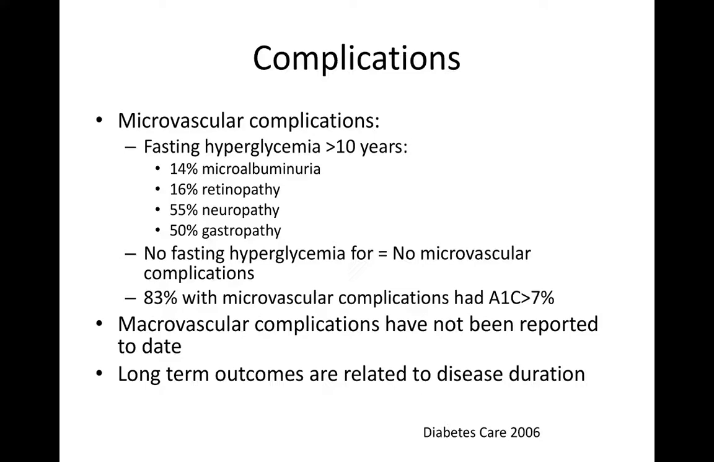Most of the people who had complications had A1Cs that were maintained greater than 7 for the long term. So far, macrovascular complications like heart attack have not really been reported in the cystic fibrosis-related diabetes population.